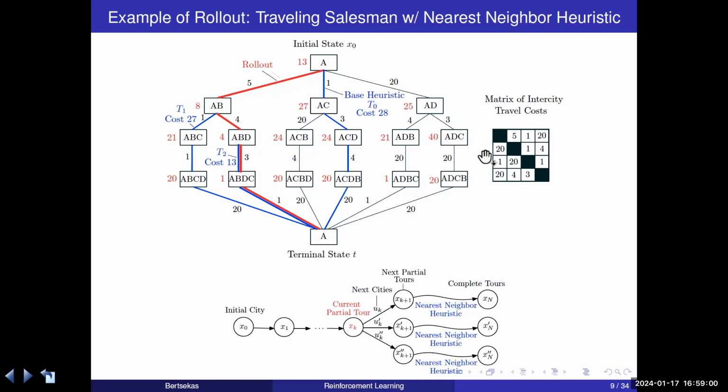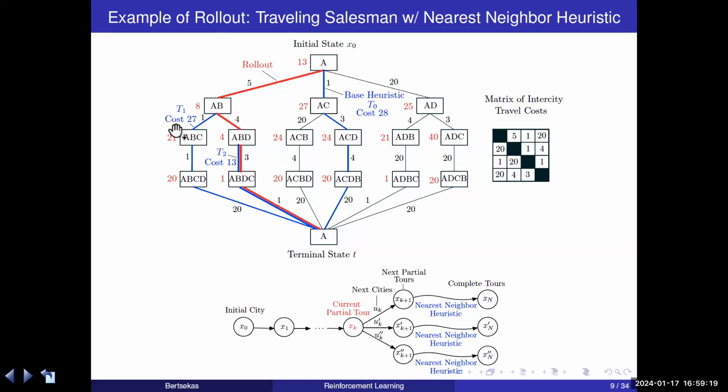So look at what happened. We didn't look for the optimal that required all this gigantic calculation. We did a much simpler computation that's polynomial, actually, in the number of cities. And what we did is start out the base heuristic from the city A, and then the rollout algorithm generated a better trajectory.